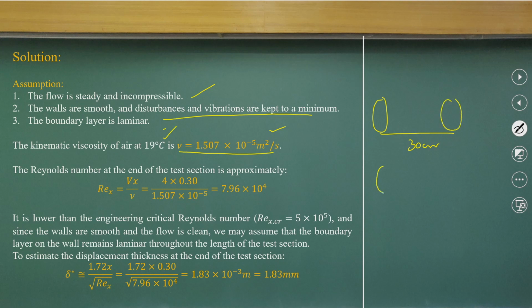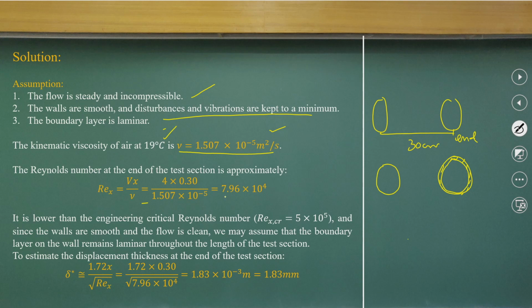So basically, initially you will have this 30 centimeter, but at the end you will have boundary layer formations. Will you have boundary layer formations at the leading edge? There will be no boundary layer formations, but at the end we have the boundary layer formations. What is that thickness? What is the Reynolds number at these points? That is what you can compute.